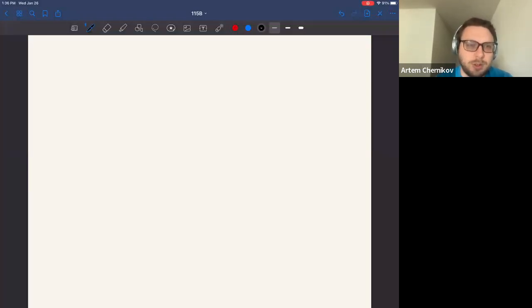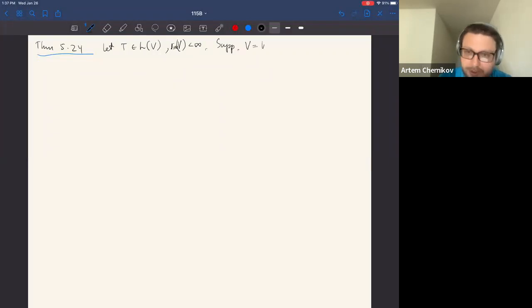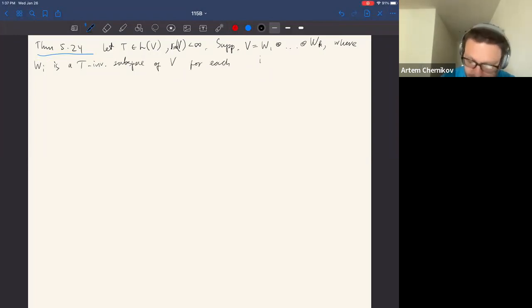And the first step towards understanding this is theorem 5.24, which tells us at least some information about the characteristic polynomials. So let T be a linear operator on V, where V is a finite dimensional vector space, and suppose that V is the direct sum of some subspaces W1 through Wk, where Wi is a T-invariant subspace of V for each i, between 1 and k.